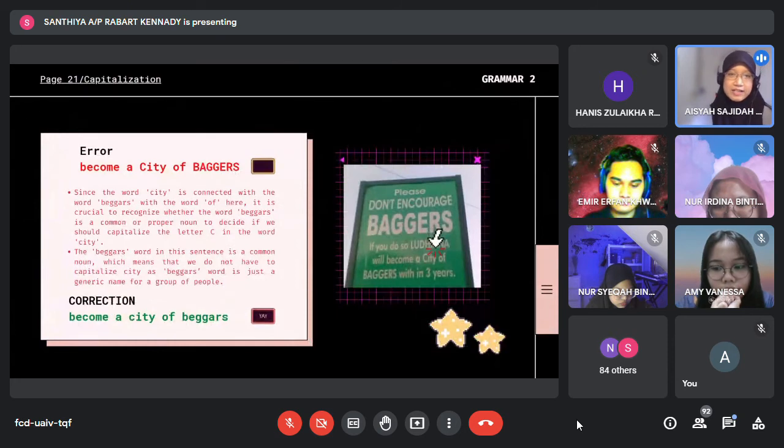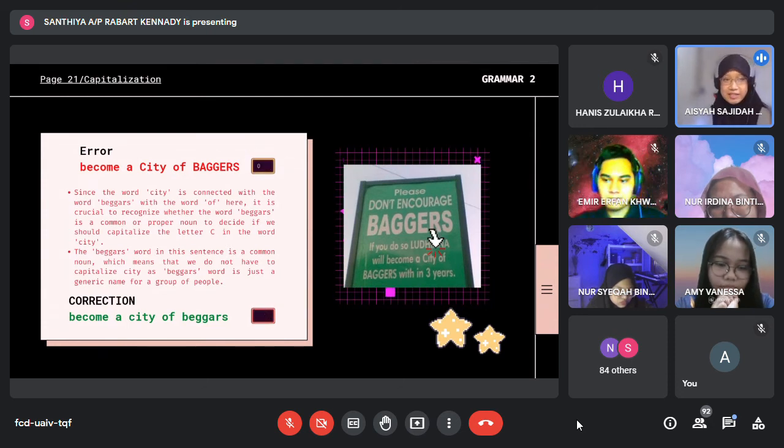The second one is also a signboard. The error here is "Become a City of Beggars." So the word city is capitalized here, and also the word beggars is capitalized here. Since the word city is connected with the word beggars with the word of here, it is crucial to recognize whether the word beggars is a common or proper noun to decide if we should capitalize the letter C in the word city. The word beggars in the sentence is a common noun, which means that we do not have to capitalize city, as beggars is just a generic name for a group of people. So the correction should be "become a city of beggars."